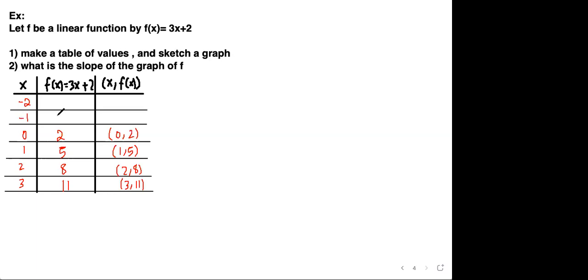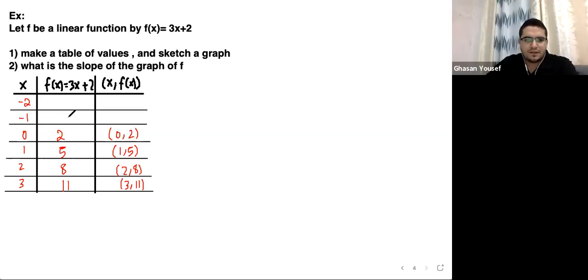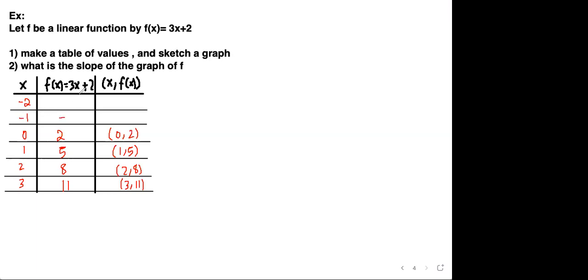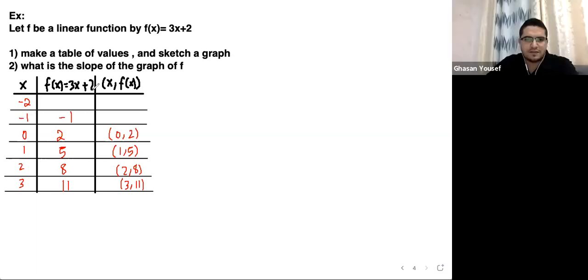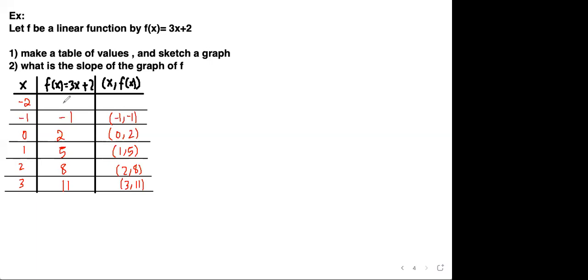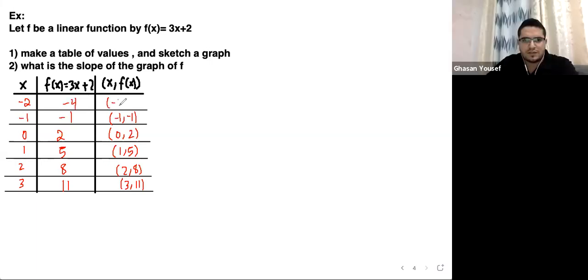For the -1, it is -1, because 3 times -1 is -3 plus 2 is -1, yes. So -1, comma -1. What about the -2? 3 times -2 is -6 plus 2, -4. Exactly. So the point is -2 and -4.